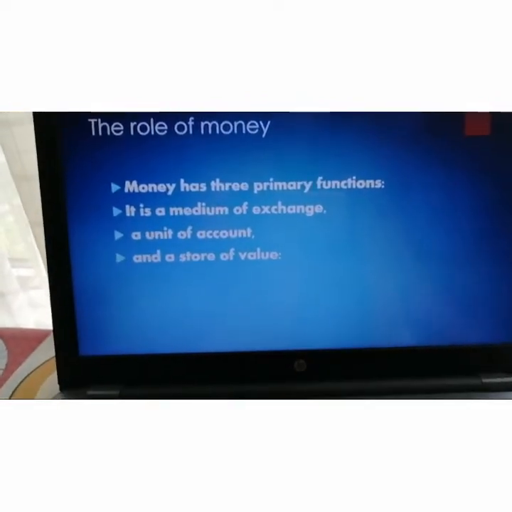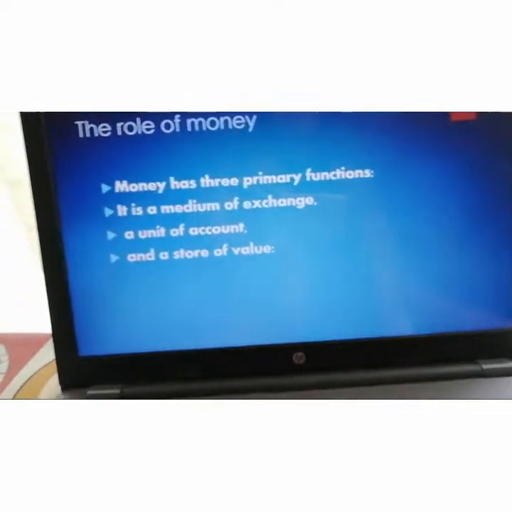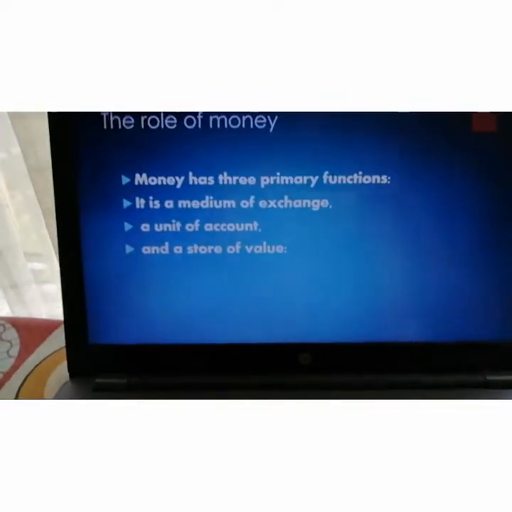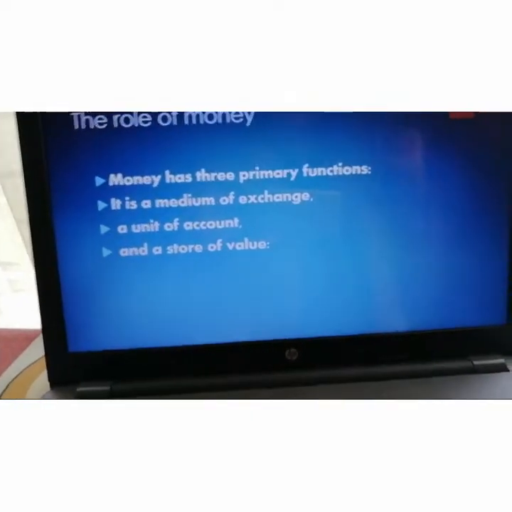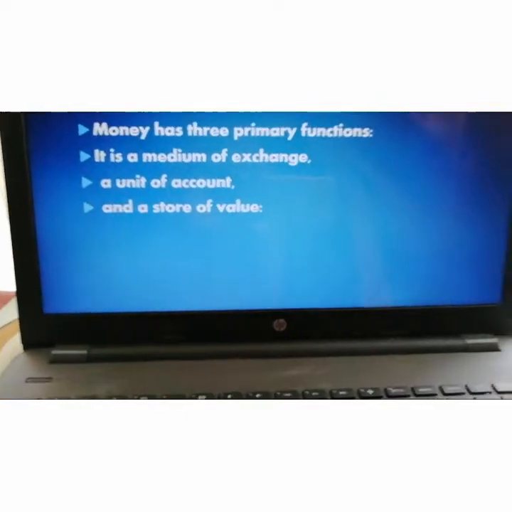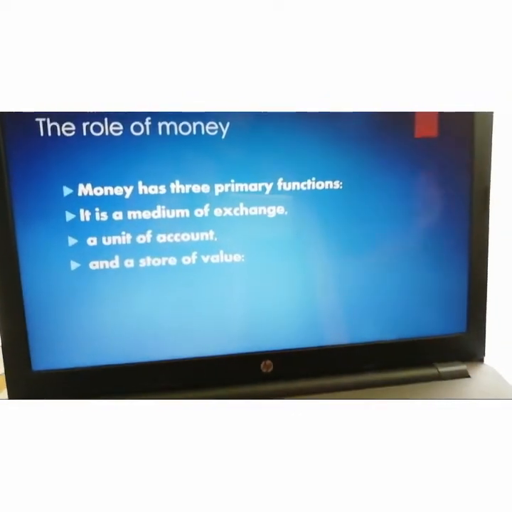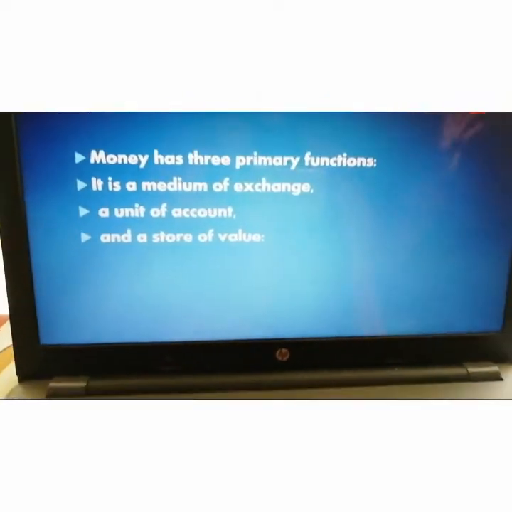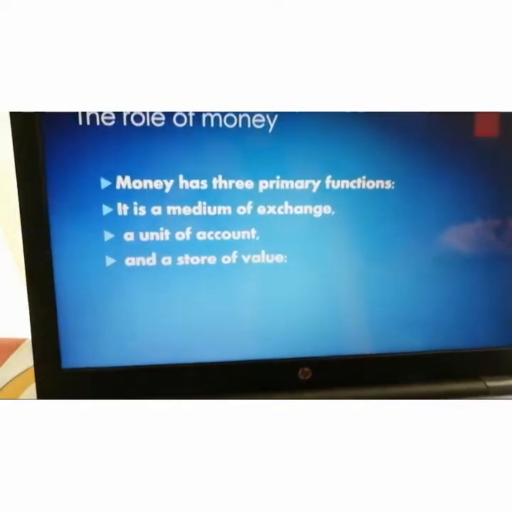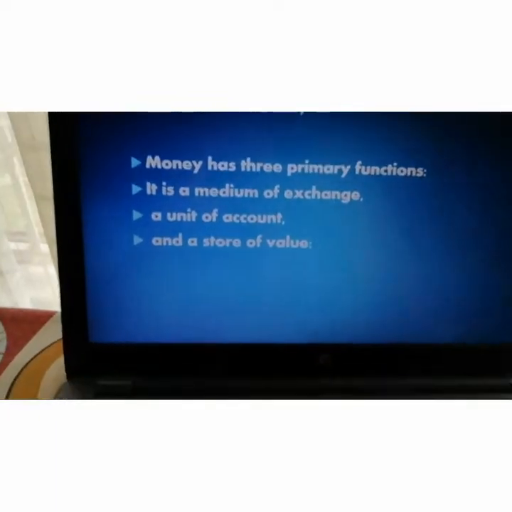Then we go on to the role of money, which we discussed. It's a medium of exchange, a unit of account, and a store of value. And then we gave our own roles of money that we think is suitable.